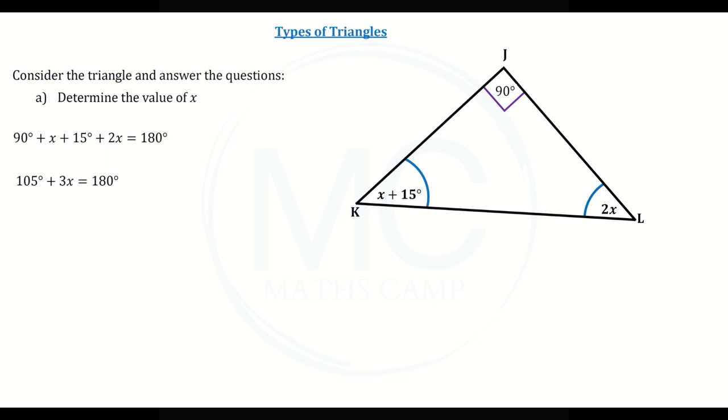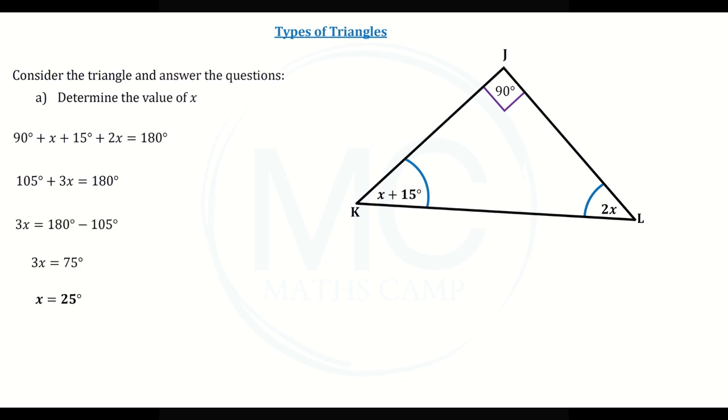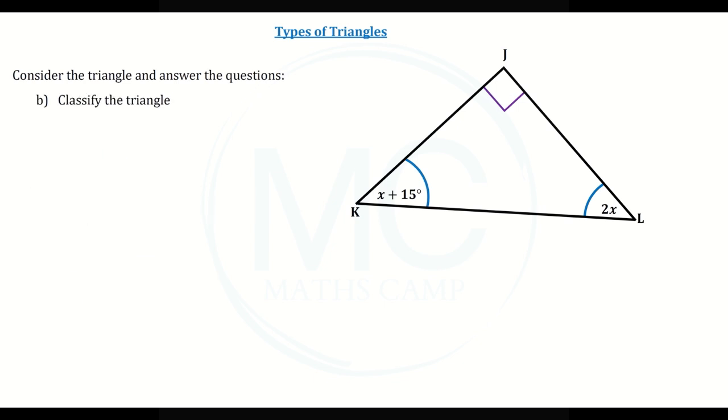To get the x term by itself, let's move 105 to the right. So on the left, we now have 3x, which is equal to 180 degrees minus 105 degrees. 3x is now equal to 180 minus 105, which is 75 degrees. To get x by itself, let's divide both sides by 3, and we see that x is equal to 25 degrees. Now we can move on to part B, classify the triangle.